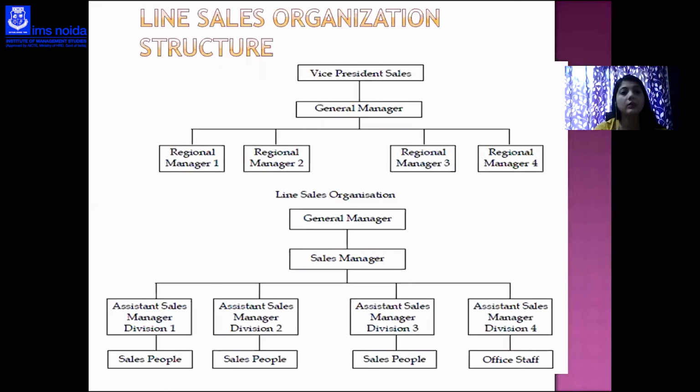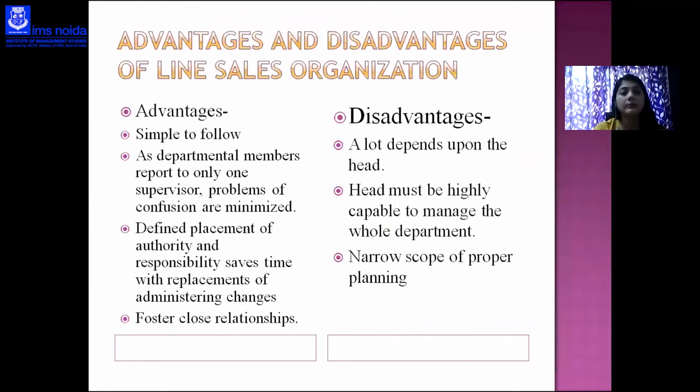Now, the figure shows a fairly large scale department organization on a line basis. The sales manager reports to the general manager, the assistant sales manager reports to the sales manager, and salespeople report to the assistant manager. There is no cross communication between persons on the same level. There are some advantages and disadvantages of each and every organizational structure.